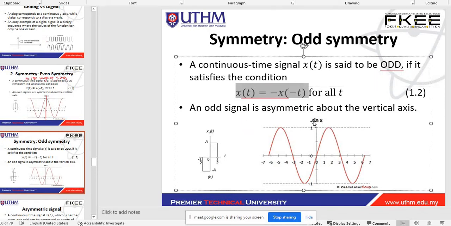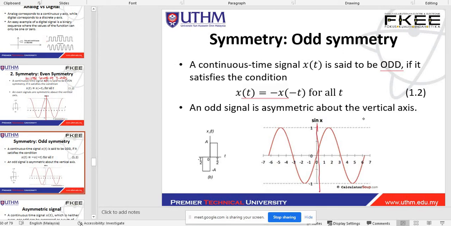This is the sine wave. The sine wave looks like this. For odd symmetric, you must do it two times. First of all, you put a mirror here, so mirror image at the y-axis. Then you will get, okay, I draw here. First of all, you mirror.